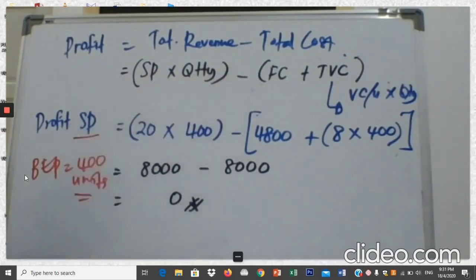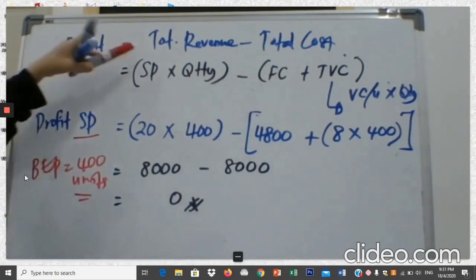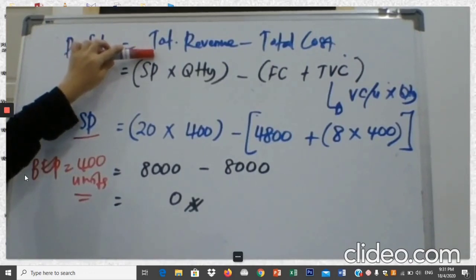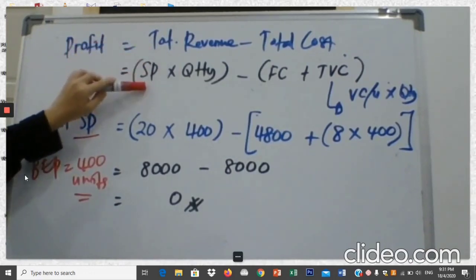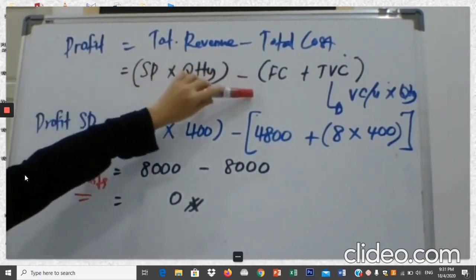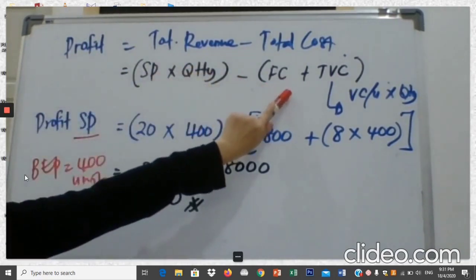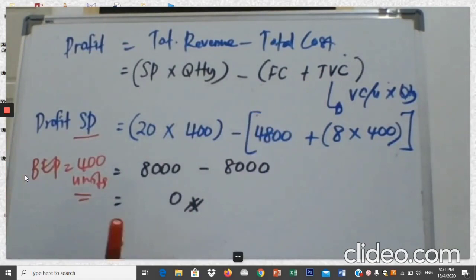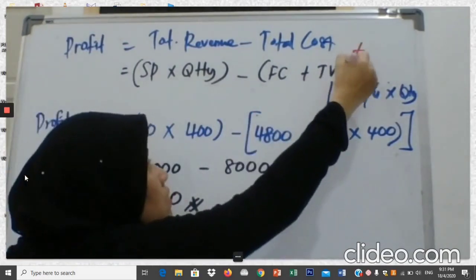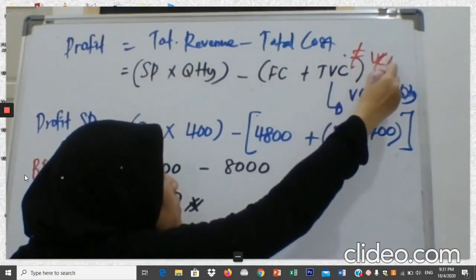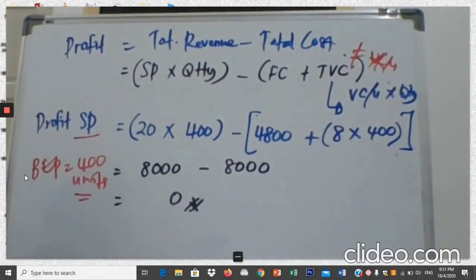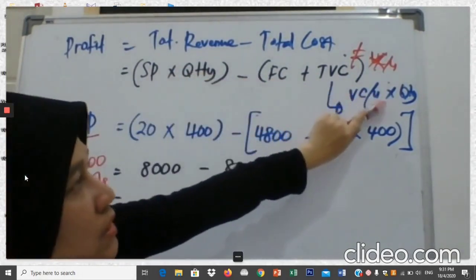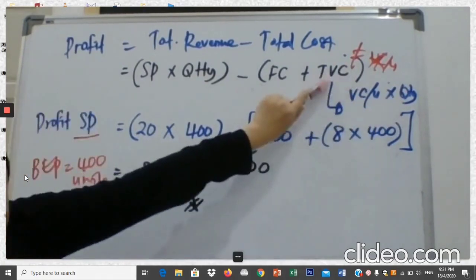Okay, profit formula as given in your textbook, this is the one. The general formula for profit is total revenue minus total cost. And we expand this formula. Total revenue is selling price times quantity, and total cost is actually the component, fixed cost plus total variable cost. Okay, total variable cost here is different from variable cost per unit. So this is not variable cost per unit. Okay, so this is not the one. Total variable cost here is actually variable cost per unit times quantity. Okay, that forms as total variable cost.